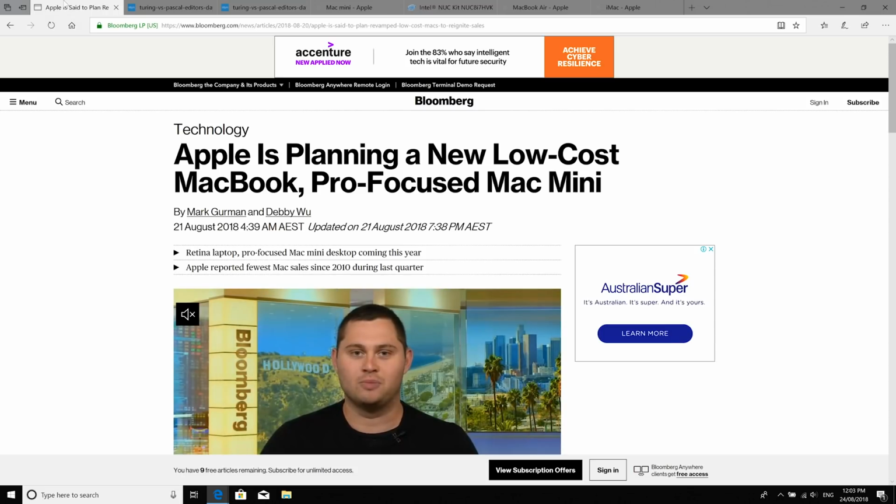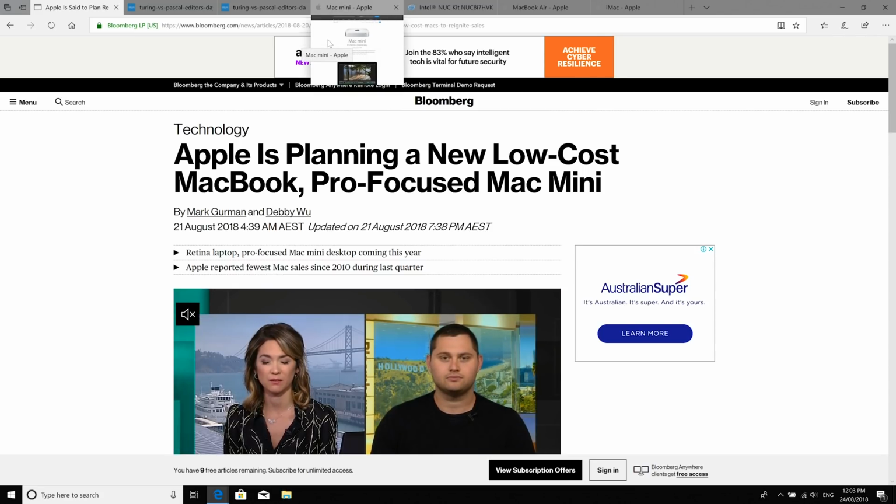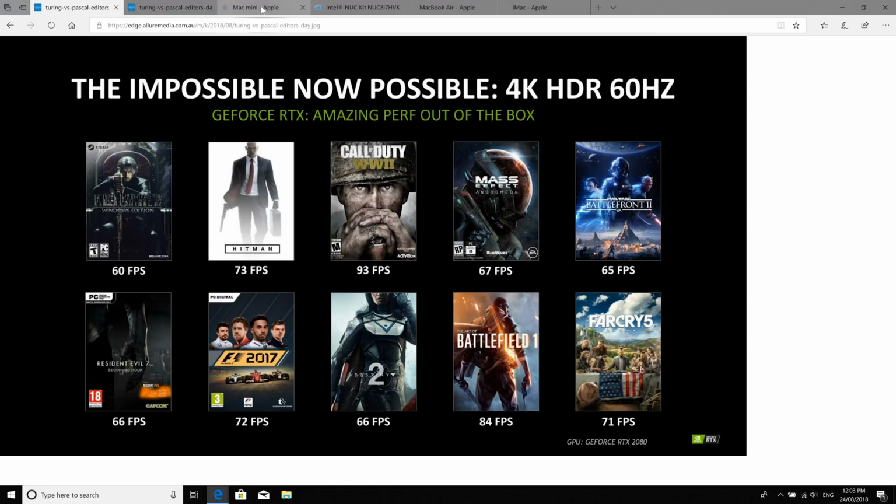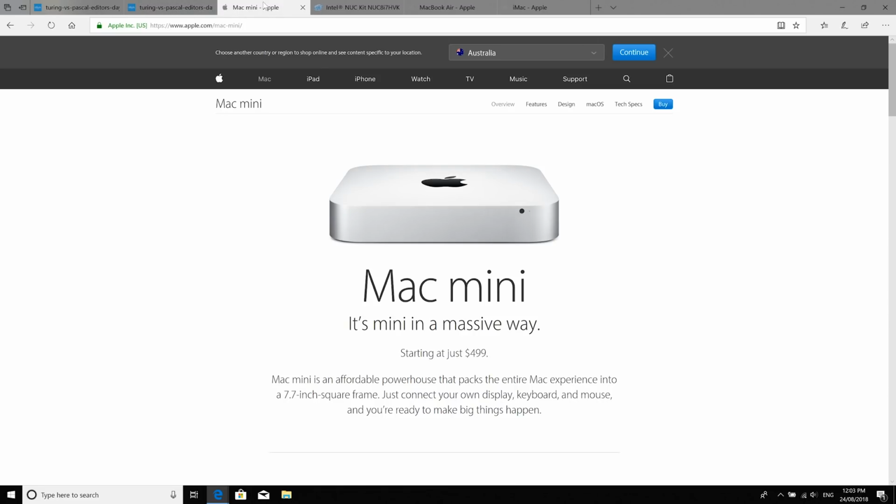So anyway, a couple of things from Bloomberg. Bloomberg had this article and it says new low-cost MacBook, MacBook Air and Focus Mac Mini. Now, if we have a look at the Mac Mini, I really love the Mac Mini because of its price. Look at that price, $499. Now, this wasn't the good one.